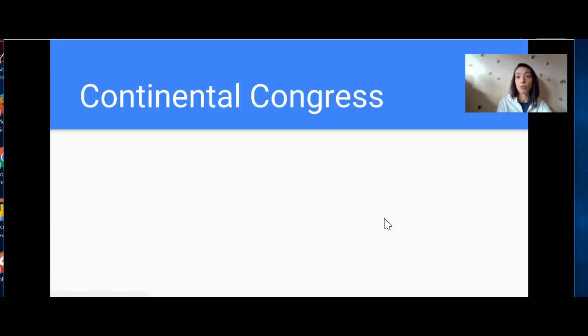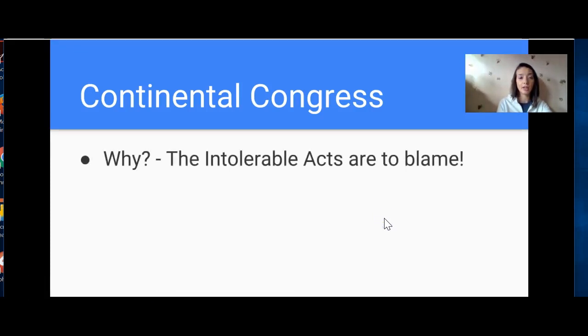All right, more on the Continental Congress. Here's another W. Why? Well, why are these men meeting? The answer to the why is the Intolerable Acts. Do you remember a whole bunch of these? The Boston Port Act, the Quartering Act, there's more. We learned about a whole bunch of them.